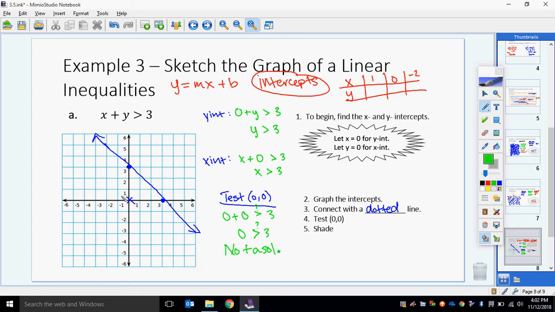Okay, so what happens when it's not a solution? Don't shade that side. I want to shade on the opposite side, where 0, 0 isn't. So all these numbers over here are solutions. When I test it and get not a solution, do not shade to that side because it doesn't satisfy it. Remember, the shaded region is all of the points that do satisfy this inequality. They're all the points that when I plug in x and y, they're going to be bigger than 3.